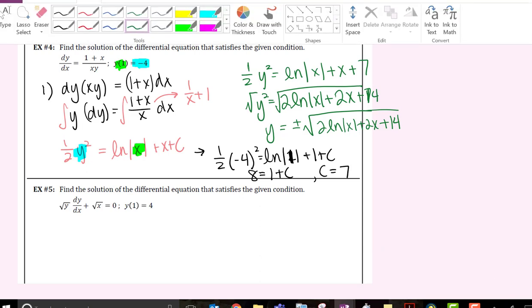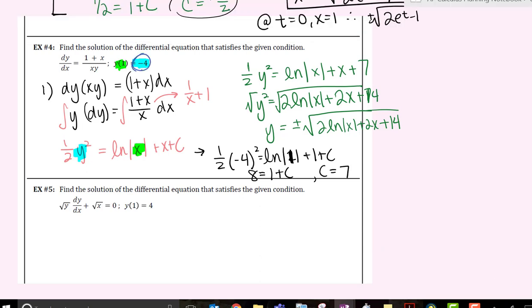We should have noticed that when my input is 1, my output is -4. So because at x equals 1, y equals -4, we are going to reject that positive solution and say that my particular solution is the negative square root of 2 natural log of x plus 2x plus 14.